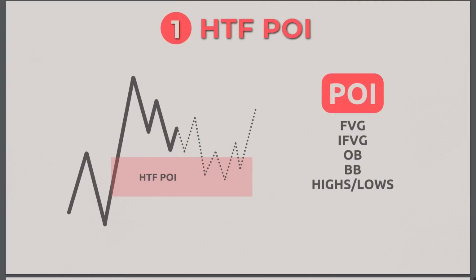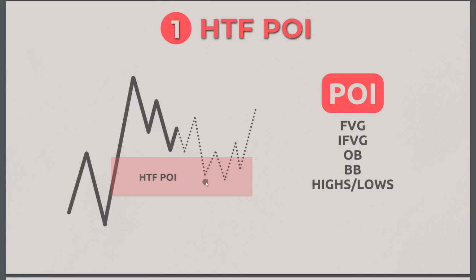Starting with the first checklist item, it is a higher time frame point of interest. Basically, what I want to see is that the current price needs to be inside of a higher time frame point of interest. The probability of your trade when you are inside of a higher time frame point of interest is much higher than trading inside of random areas on this range. So if you enter a trade here, the probability is much lower. If you enter a trade here, the probability is much lower.